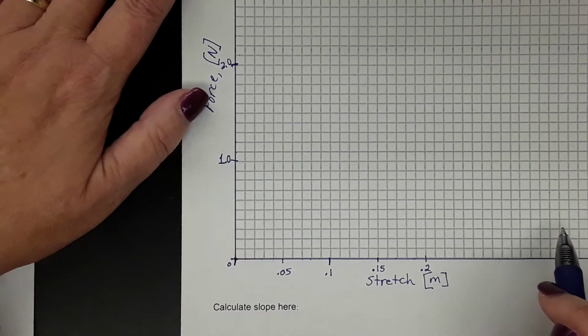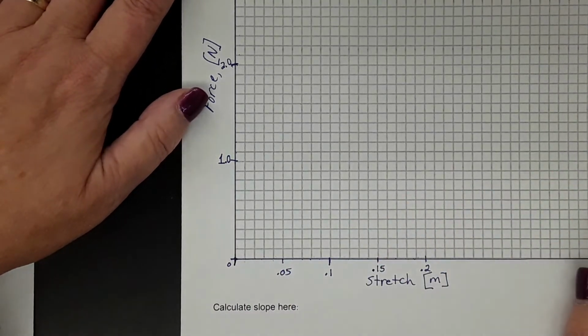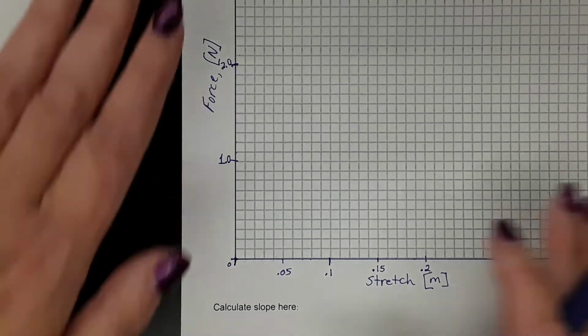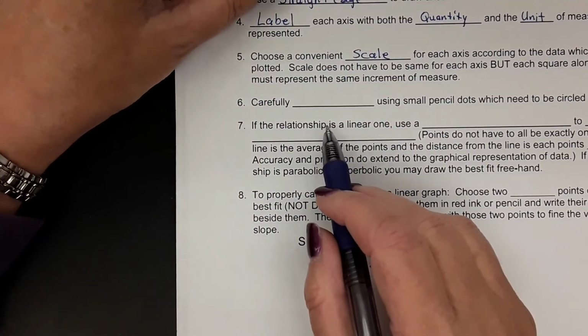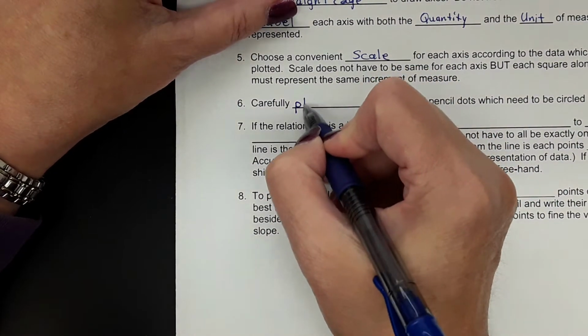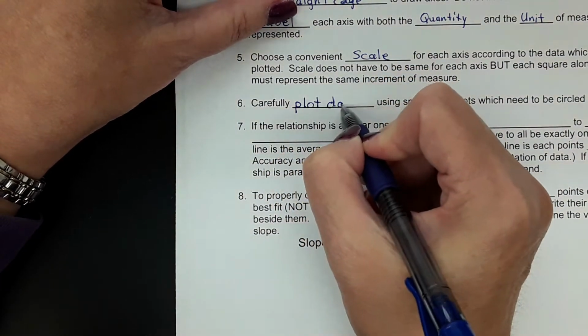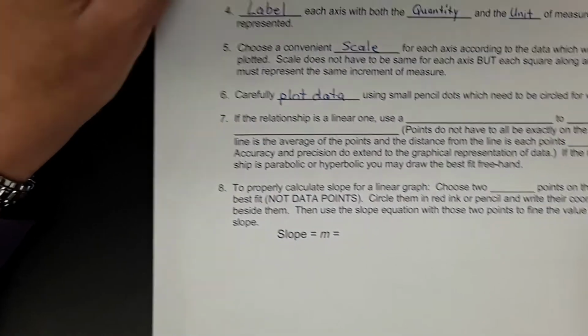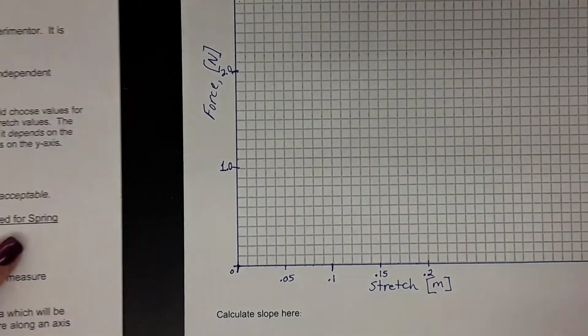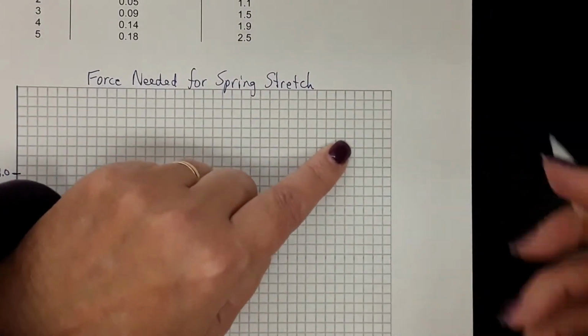So they are different squares or different scales. Now we're ready to see what's next. It says carefully, and this should say plot the data using small pencil dots which need to be circled. Okay? That's because, guys, and let me use a corner up here.